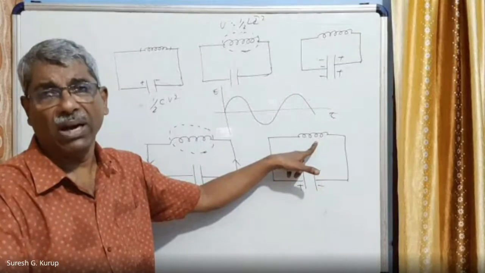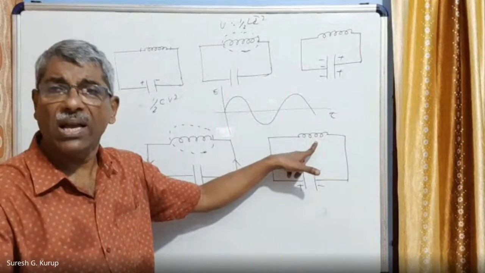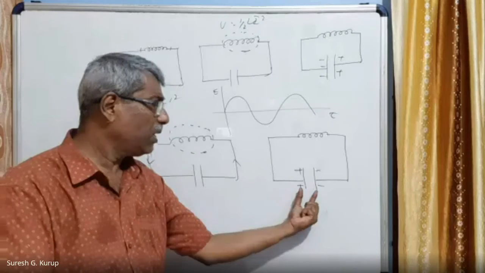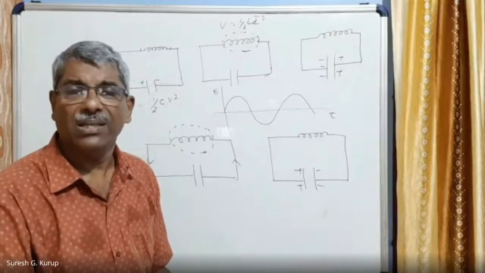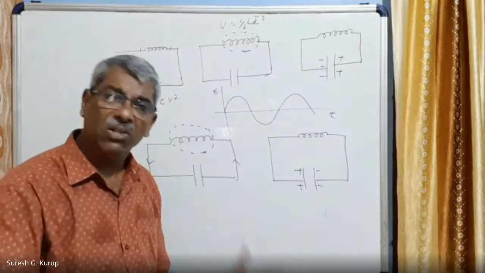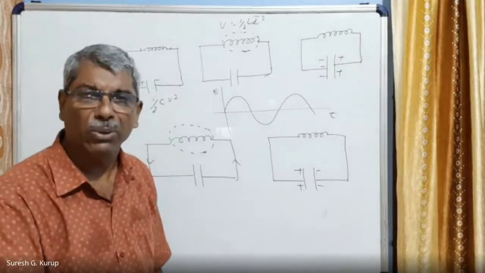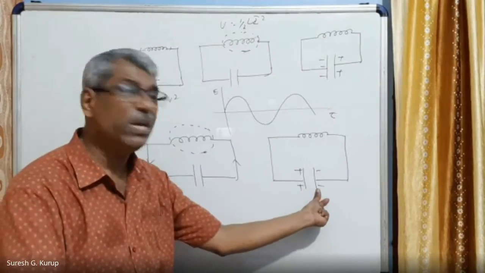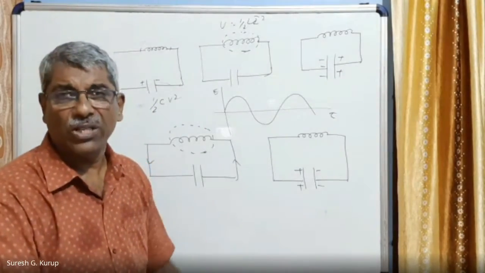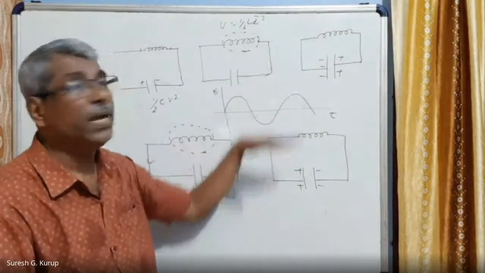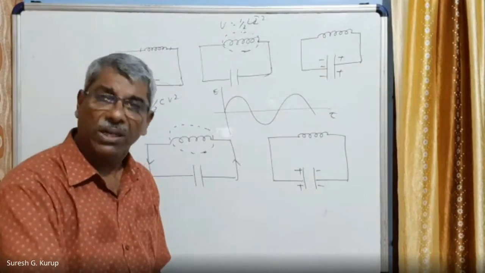Why does the inductor dissipate some energy? Because the inductor is made of a wire. Wire has resistance. That is the resistance loss. The other loss is called dielectric loss. Between the two plates of a capacitor, a dielectric is kept. The dielectric also will be charging and discharging from time to time, due to which also some energy will be lost. So these are the two losses mainly seen in an LC parallel circuit.